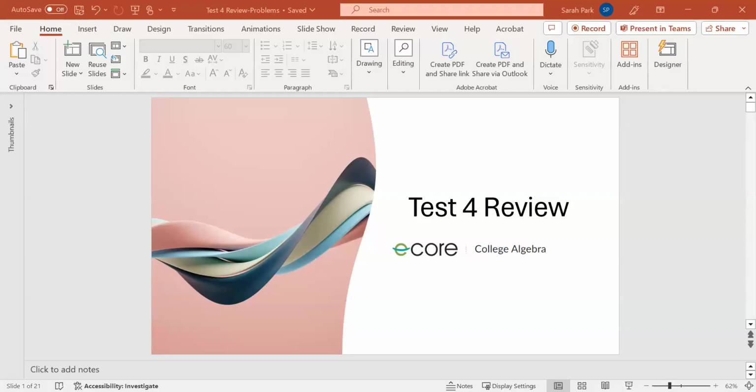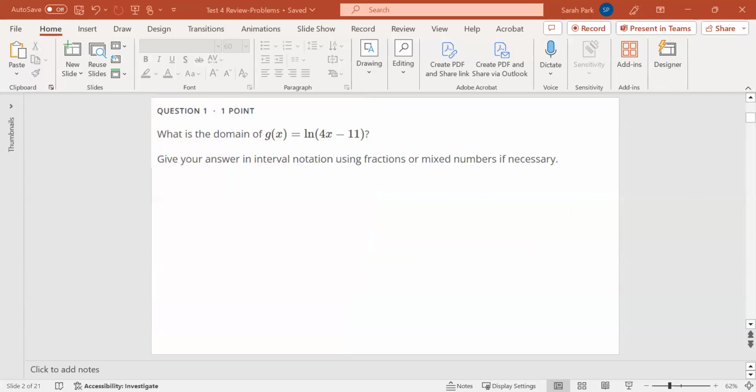Hello, everyone. This session, we're going to look at the test for problems together. Okay, question 1. We got, what is the domain of g of x equals ln of 4x minus 11?